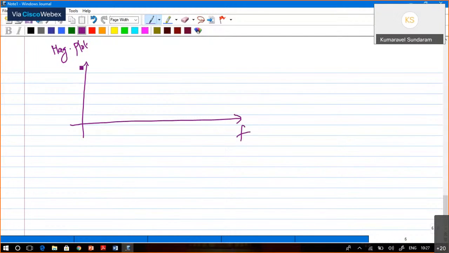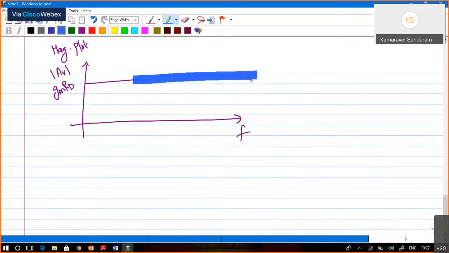Okay. So now we are going to draw the Bode plot. Frequency. Bode plot has what? Magnitude plot and phase plot. Now we will try to understand the magnitude plot. So it is going to be AB magnitude, so GM RD. So how long the gain is going to be constant? Any guess?